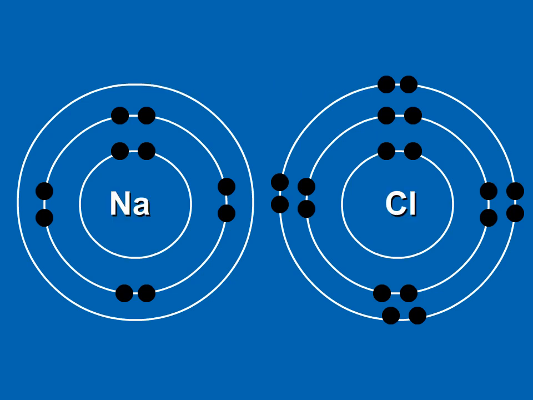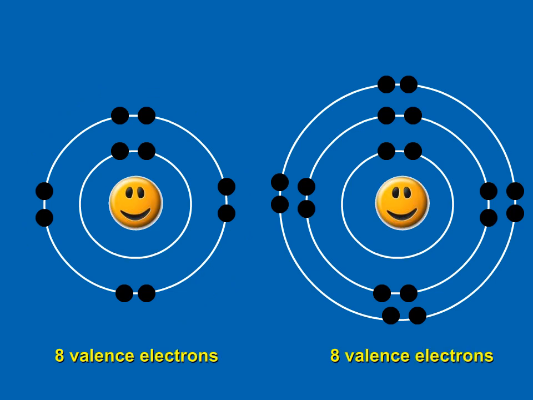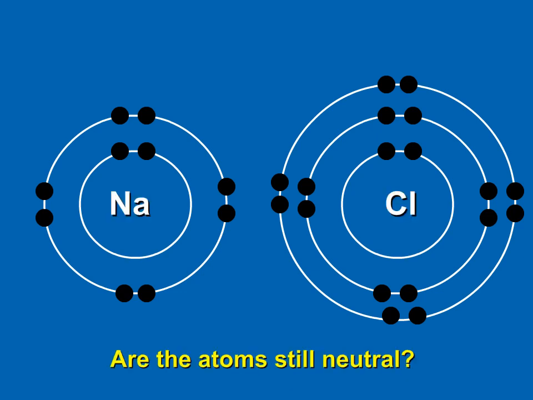Yes, chlorine will steal sodium's 1 lonely valence electron. Are both atoms now stable? Yes, they now both have 8 electrons in their valence shells. They are happy and stable. But are the atoms still neutral? Remember, if the protons and electrons equal each other, the atom has a neutral charge. Well, are they?